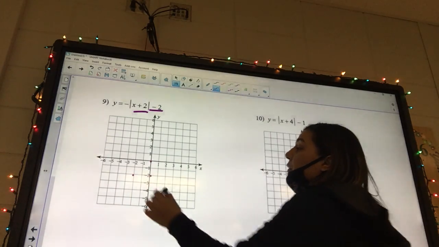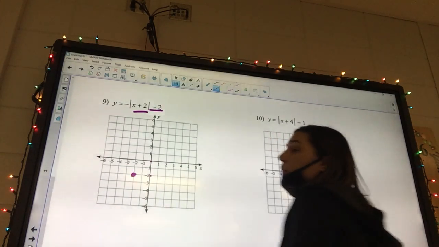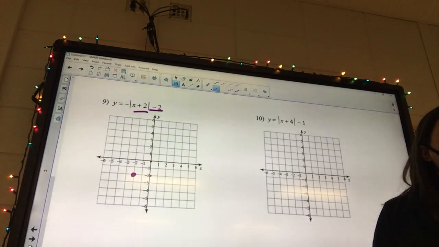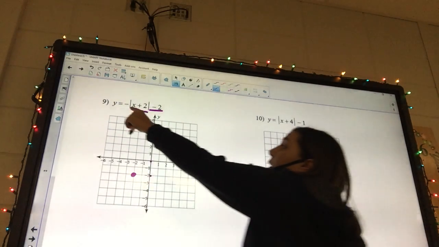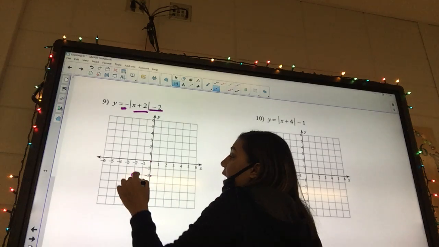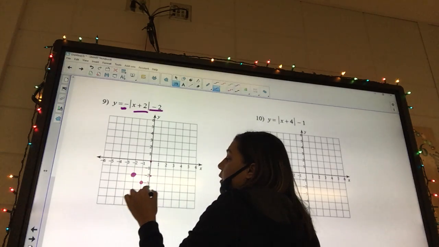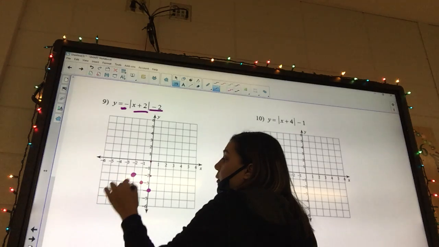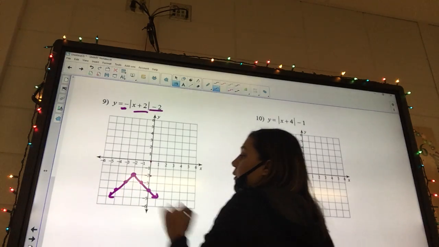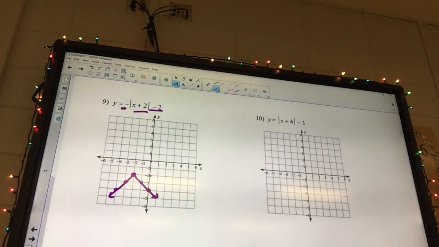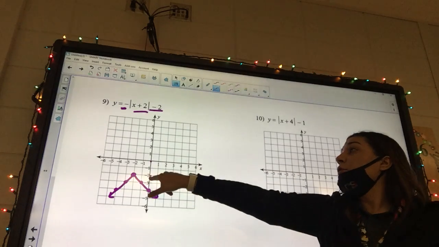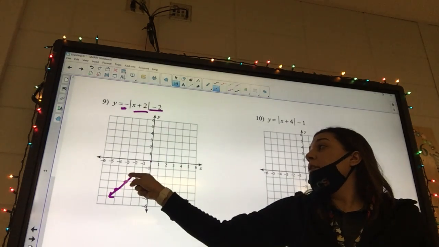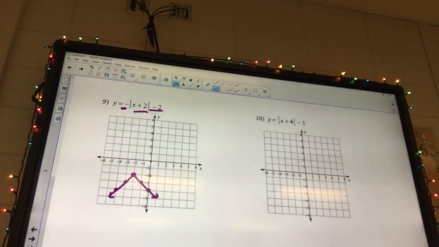And then does the graph open up or down? It opens down. How do you know? It's negative. Because this negative out here says our graph opens downward. So we're going to go down 1 over 1, down 1 over 1, down 1 over 1, down 1 over 1. Okay, so we went down 2, and then this plus 2, we do the opposite. So we went to the negative 2, and it opens down.